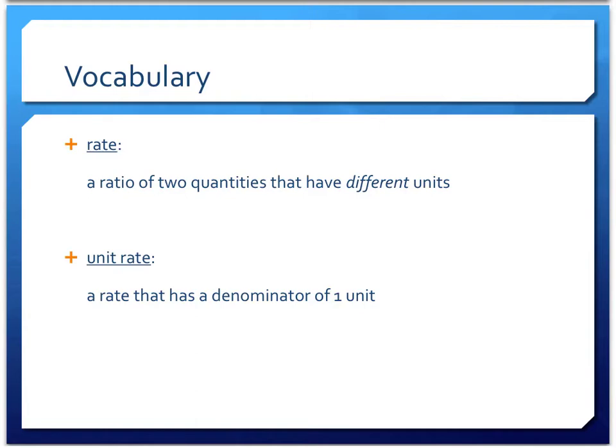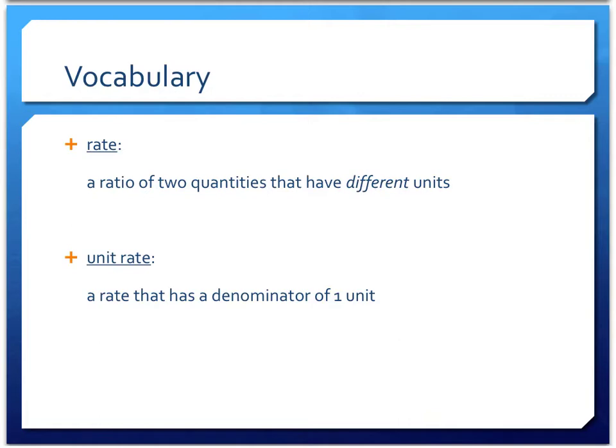The first thing we're going to do is define two vocab terms. One is rate, and a rate would be a ratio of two quantities that have different units. If you recall back in the lessons about what a ratio was, a ratio combined two quantities that have the same units, where rates will have different units.